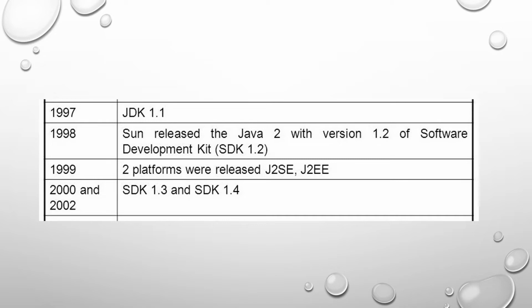In 2000, Sun Microsystems released J2SE with SDK 1.3. In 2002, J2SE with SDK 1.4 was released. Finally, in 2004, J2SE with JDK 5.0 was released. Nowadays, we are using many versions like JDK 6.0, 6.1, 6.2, 7.1 and 8.1, etc. So these are some of the important milestones in the development of Java.